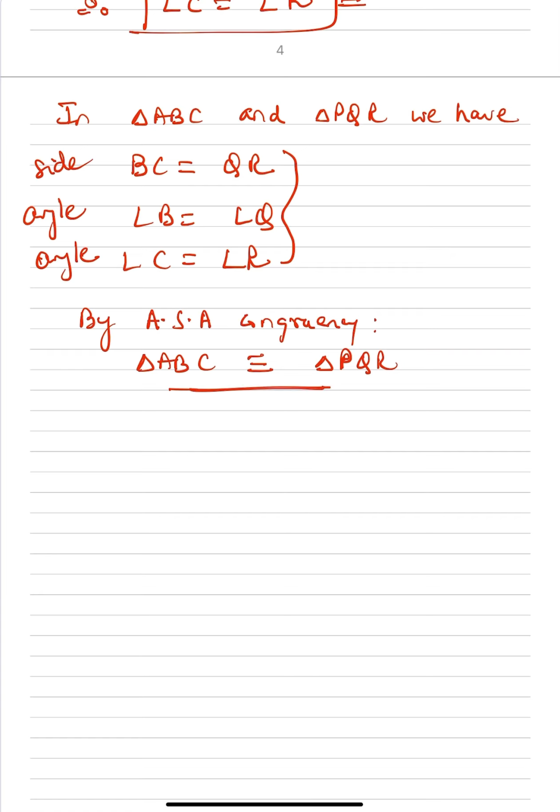This is the way you need to do sums. It is very easy. Understand and do. It will be more comfortable for you.